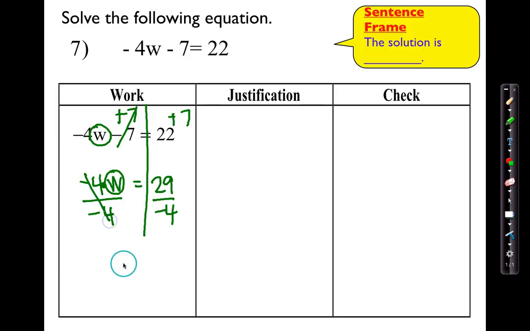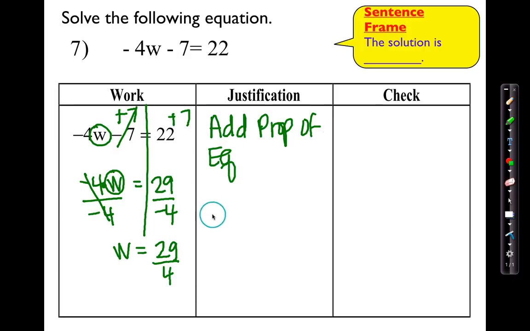-4 divided by -4 is just 1. 1 times w is w. Here the negatives don't cancel each other out, so it's going to stay negative, 29/4. So that's our answer. Now, to justify each and every step, we added 7 to both sides, so I used the addition property of equality.